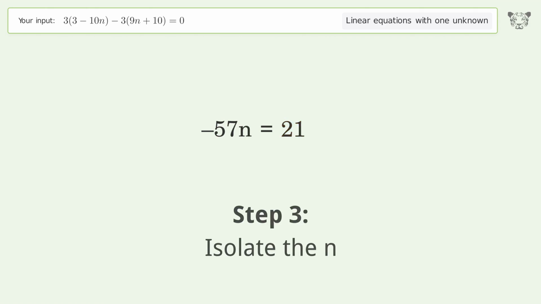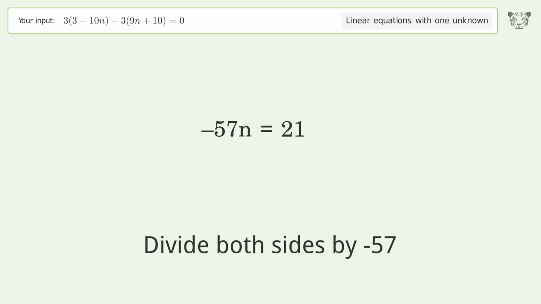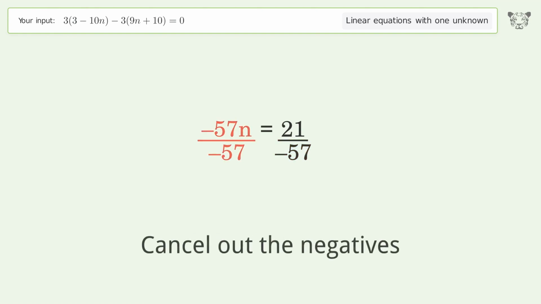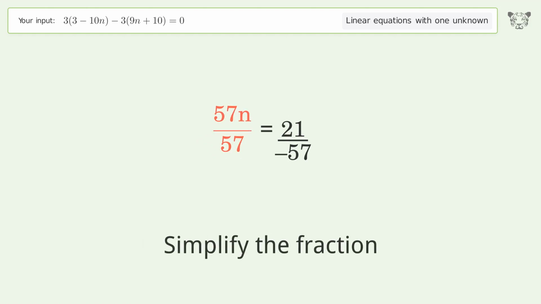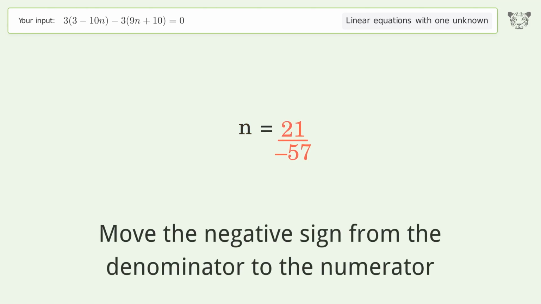Isolate the n. Divide both sides by -57. Cancel out the negatives. Simplify the fraction. Move the negative sign from the denominator to the numerator.